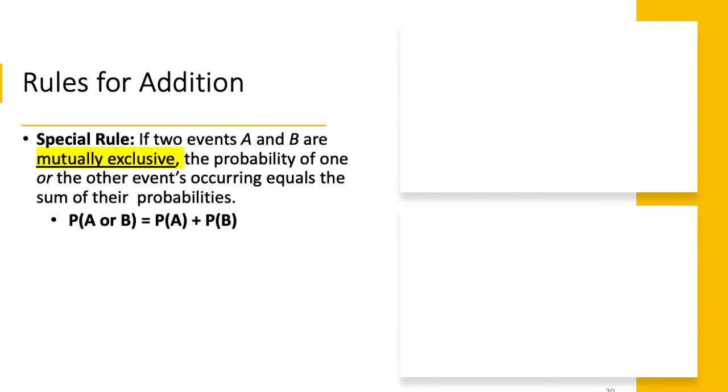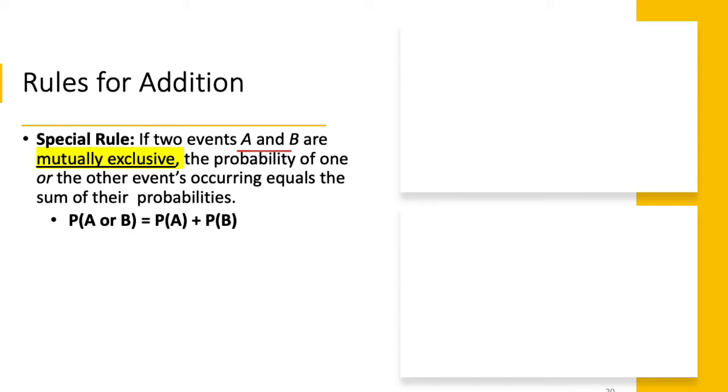The rules of addition. There are 2 rules of addition that we look at in probability. The first is called the special rule. If 2 events, A and B, are mutually exclusive, meaning that they don't overlap and can't happen simultaneously, the probability of one or the other event occurring equals the sum of their probabilities.